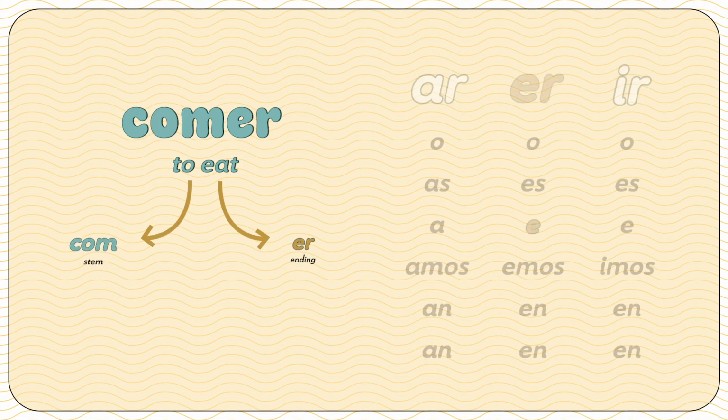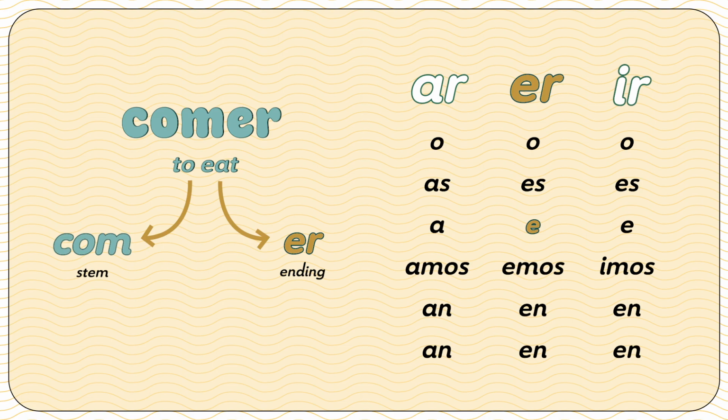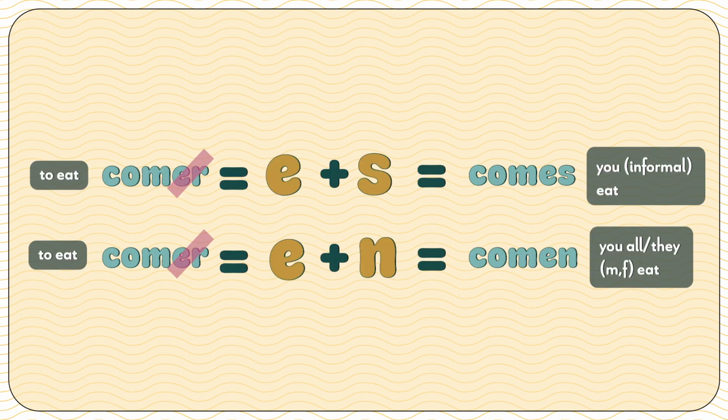Comer is an ER ending verb, so él, ella, usted would be come. If I add an s, tú comes, you eat. If I replace that s with an n, it becomes y'all or they eat. Ustedes, ellos, ellas comen. And let's try the verb vivir.